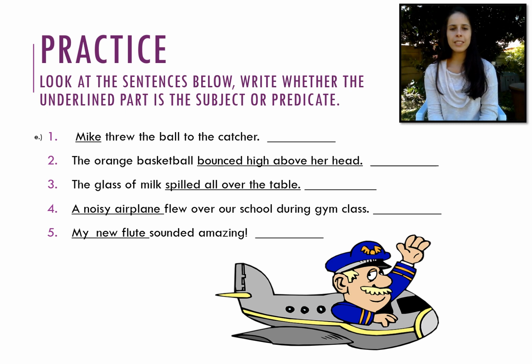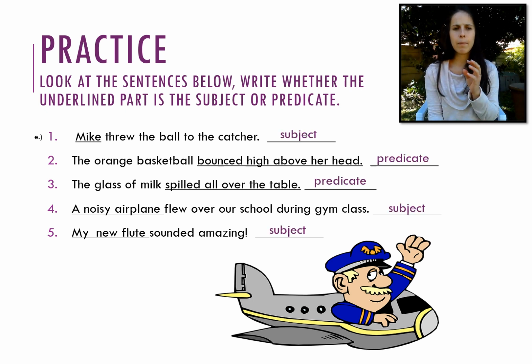Okay, here are your answers. In sentence 1, I underlined Mike. Now I know that Mike is a noun, it's who the sentence is about, so it is a subject.